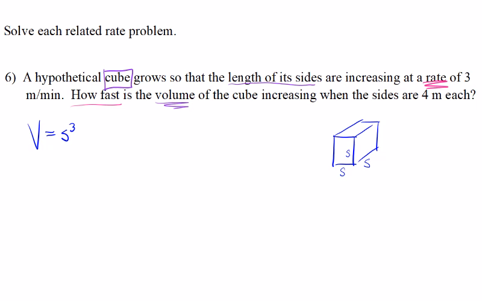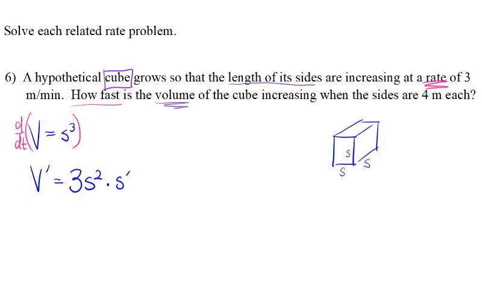Okay. So the first thing we're going to do is derive on both sides. So we're going to take d/dt, the derivative with respect to time. And so the derivative of volume with respect to time is V prime, right? Remember V prime stands for dV/dt. And then on the right side, when we take the derivative of S cubed, we're going to get 3S squared times S prime, right? That's because of the chain rule and what we do with implicit differentiation. And remember that S prime stands for dS/dt.